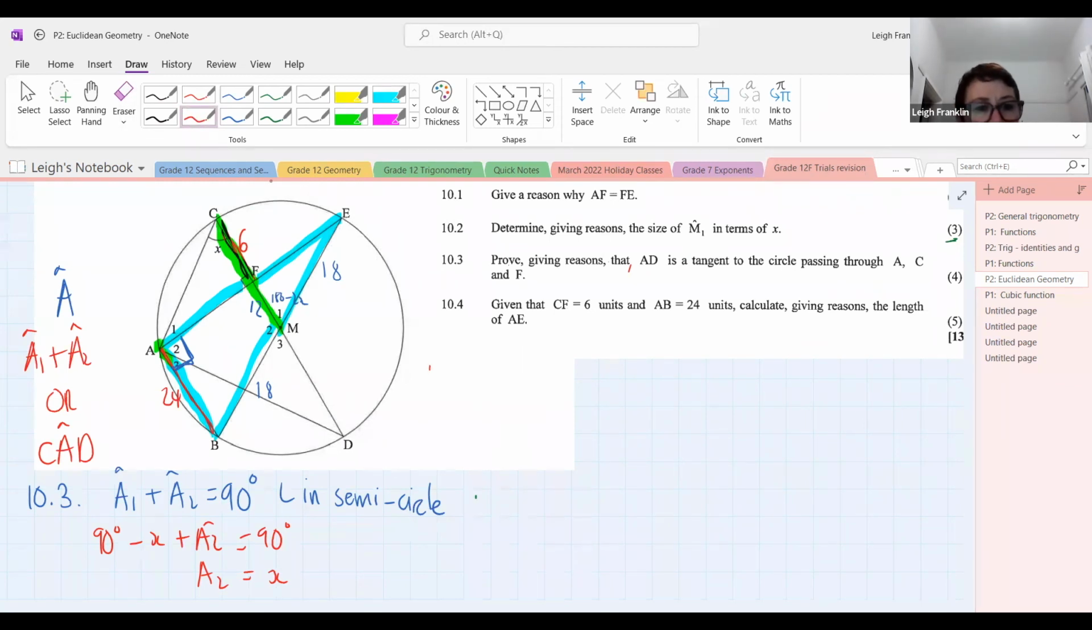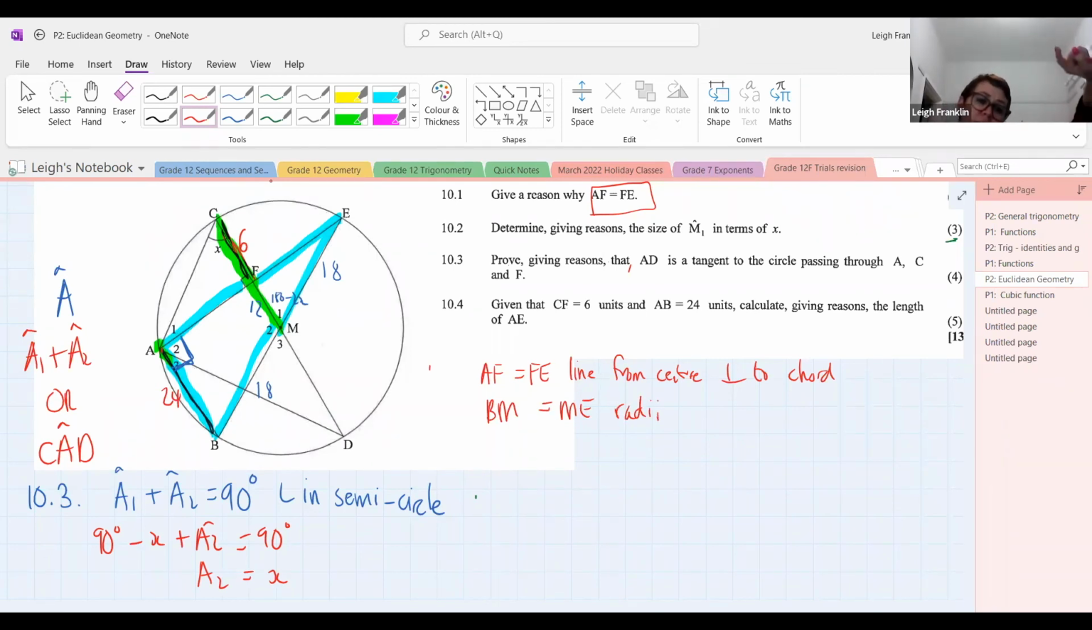Remember in the beginning, we had said that AF equals FE. We'd already proved that up here. That was line from center, perpendicular to chord. And we had said that BM equals ME because they are radii. So in other words, we have two midpoints. F is a midpoint and M is a midpoint of the triangle that is colored in blue. Because of that, FM is equal to half of AB because of the midpoint theorem.